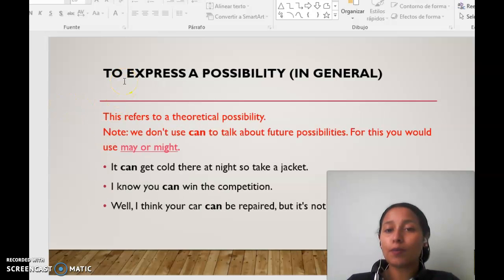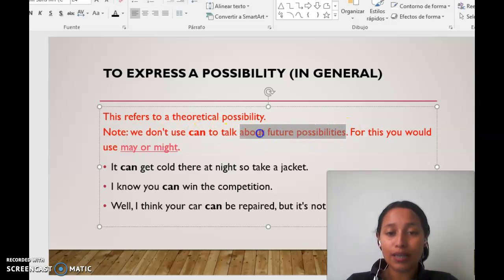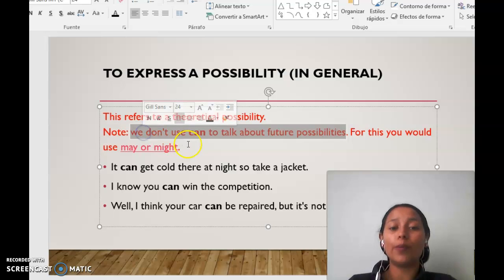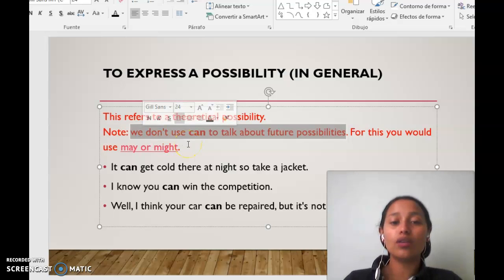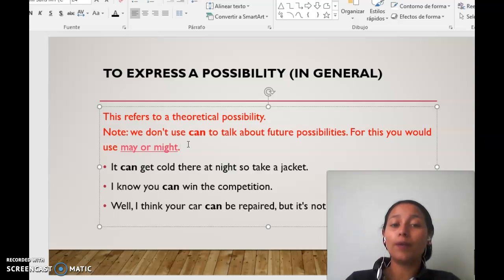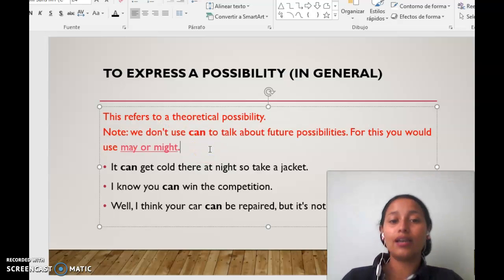The next one is to express a possibility in general, so this refers to a theoretical possibility. And this is important. We don't use can to talk about future possibilities. So here it means that can is just for present. We cannot use the modal verb can to express things in the future. For the future, we use may or might. Okay, so can is just for present.